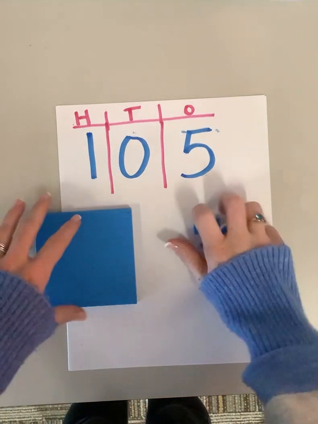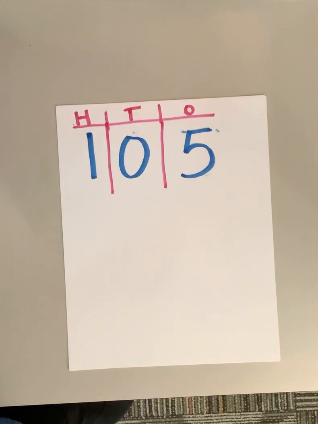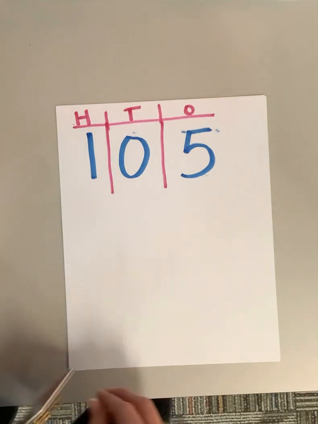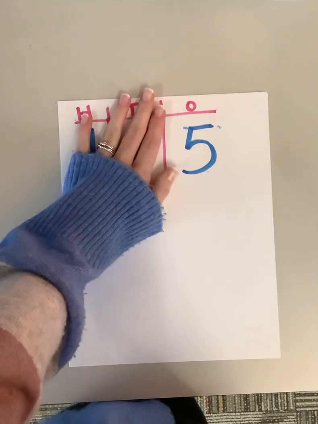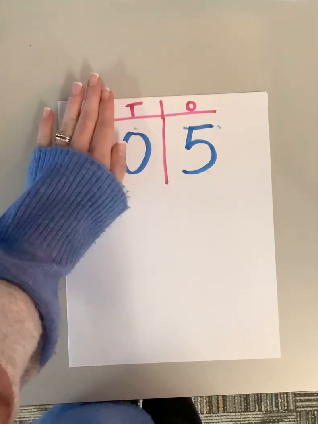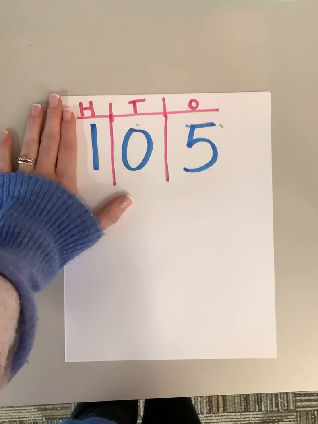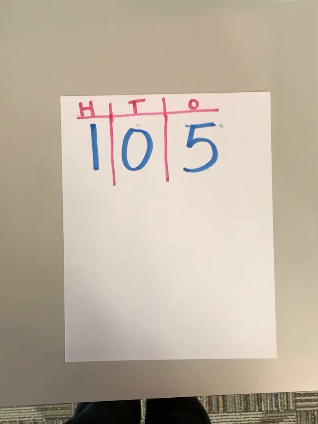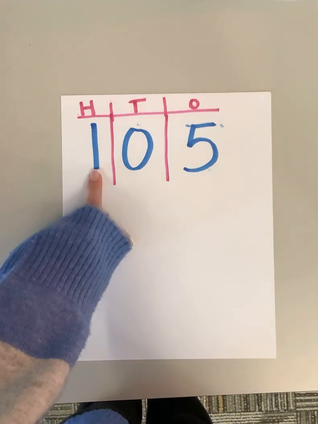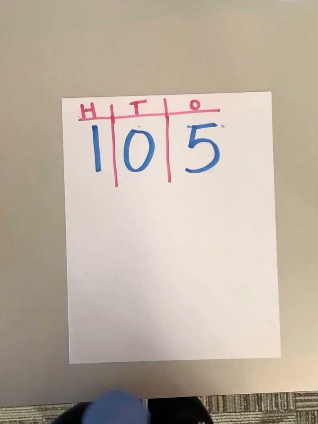105. Great job. So today we learned that we see a lot of different numbers. Some numbers have 1 digit, like 5. Some have 2 digits, and some have 3. When we have a 3-digit number, there are different manipulatives that we use to represent our numbers with hundreds place, tens place, and ones place.